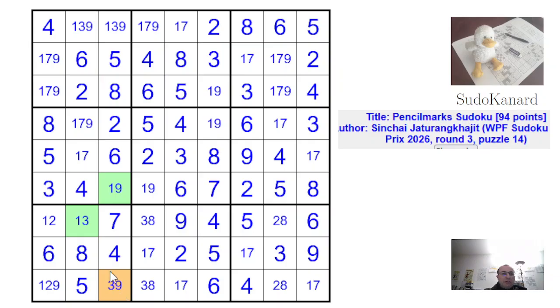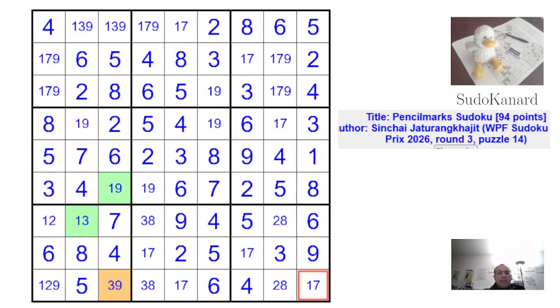Let's say this is 3, then this is 1. But on the other hand, if this is 9, then this is 1. So at least one of those two cells contains a 1, and therefore this can't contain a 1. So that is a 7.